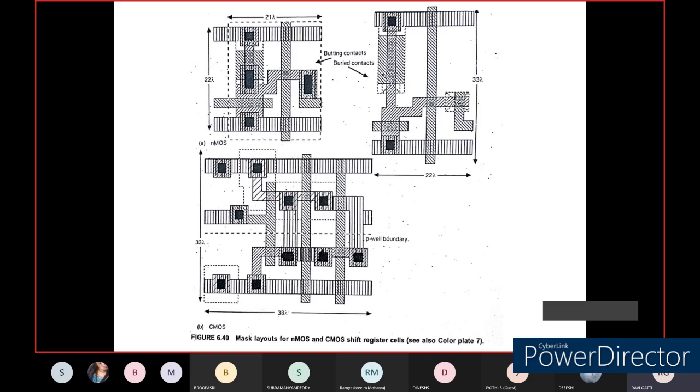The next one is the fundamental shift registers we implemented in the earlier modules. We have written the mask layout of this. There are two mask layouts: one is the mask layout using NMOS shift registers, and one more is the shift register implemented using CMOS technology. Generally these shift registers are implemented through the use of D flip-flops.